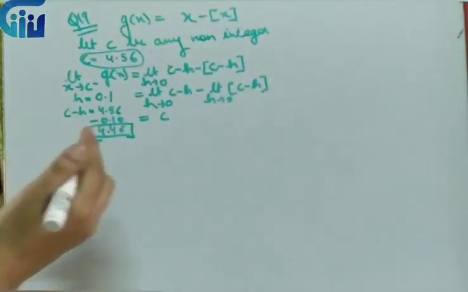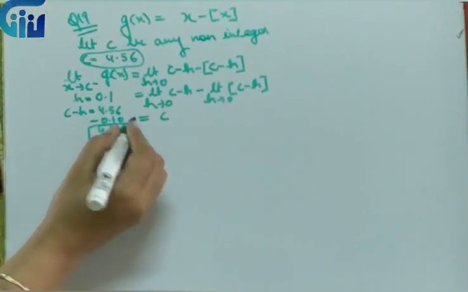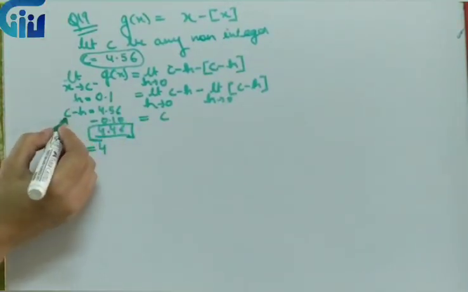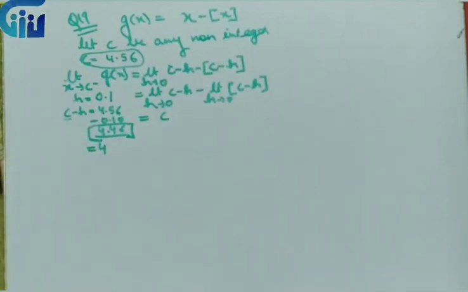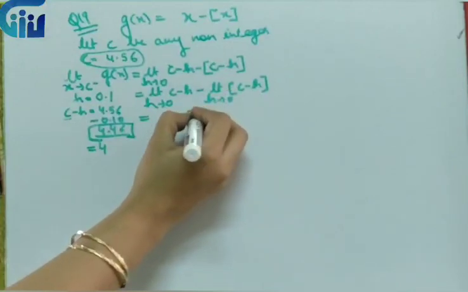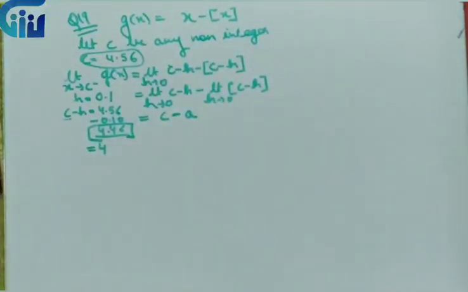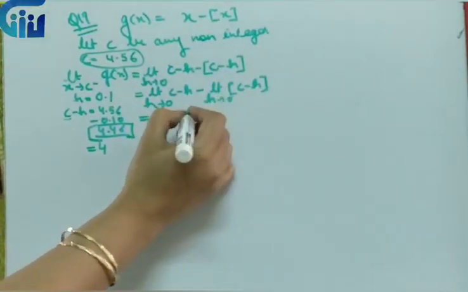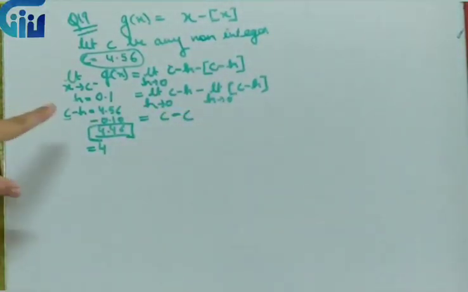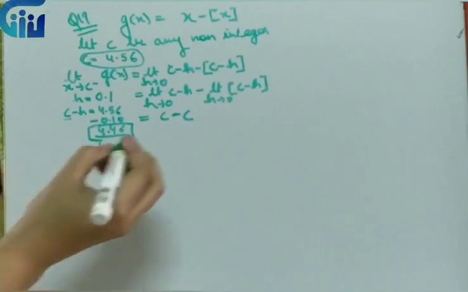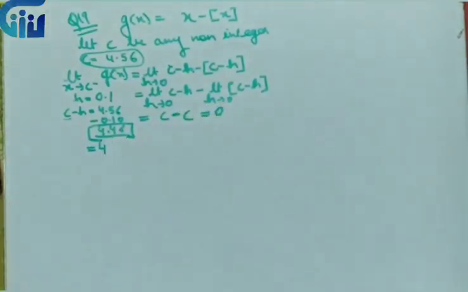What will be the greatest integer of 4.46? What does the greatest integer function do? It just eliminates the fractional part. So it will be 4. Over here it will be the same thing, so whatever answer I get, let's say it is C, C minus h gives 4.46, which is 4. So C minus 4 will be 0.